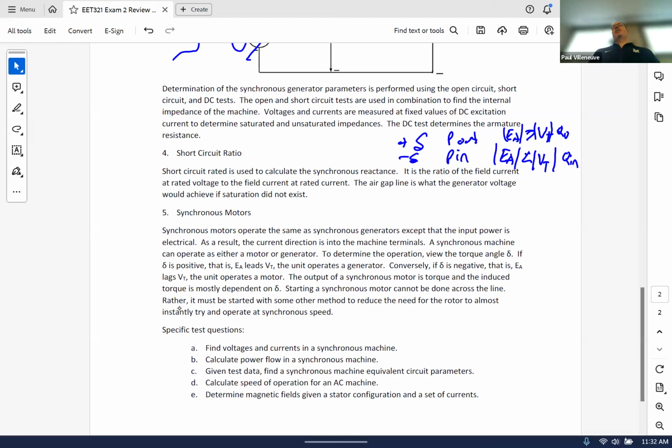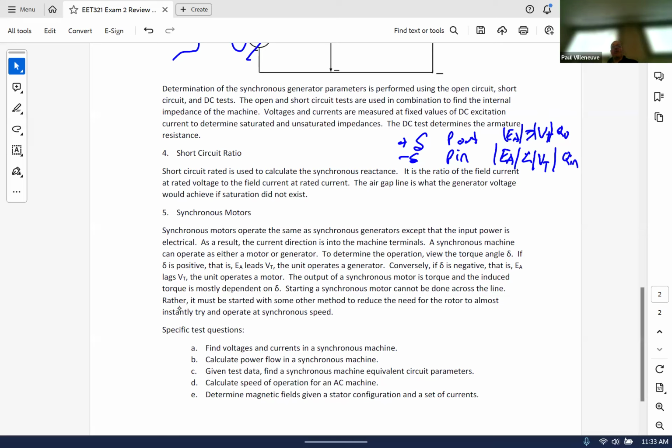The other option is you could try and start a synchronous motor with its damper windings, but you don't see that all that often anymore. And then the last one is if there was a way to actually get it physically rotating, right? So that's the synchronous motor at Northfield Mountain.